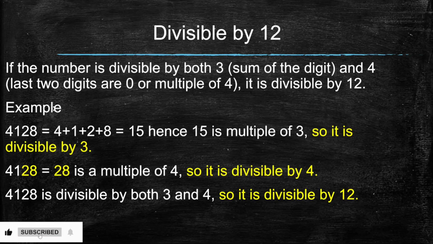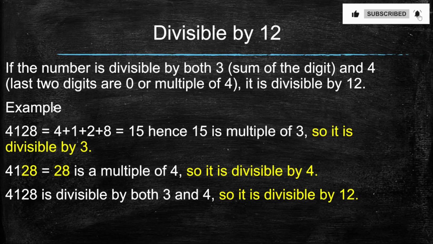Divisible by 12. If the number is divisible by both 3 and 4, it is divisible by 12. Example, 4128. As you see here, when we add, we get 15, and hence 15 is a multiple of 3, so it is divisible by 3. Now let's check if it is divisible by 4. The last two digits of the number are a multiple of 4, so it is divisible by 4. Hence it is divisible by both 3 and 4, so it is divisible by 12.